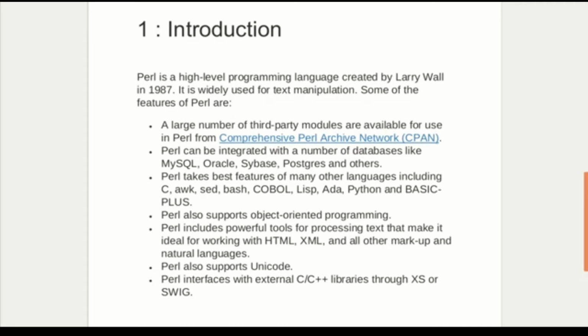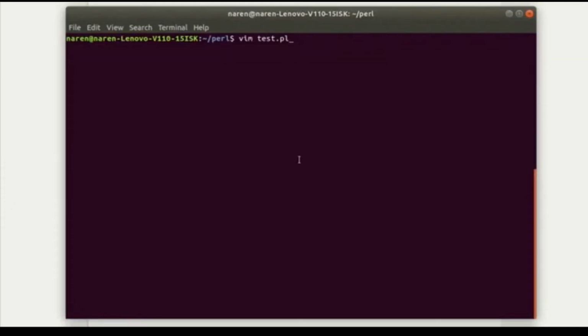And we can use the features of C, COBOL and Python. These are other language features we can also use in the Perl language. It also supports object oriented programming, and it's a Unicode language. I will explain this Unicode in my upcoming videos. We can interface with the C and C++ libraries also. This is a brief introduction to the Perl programming language. Now we are going to discuss the print operation and these things in Perl. It is a scripting language.